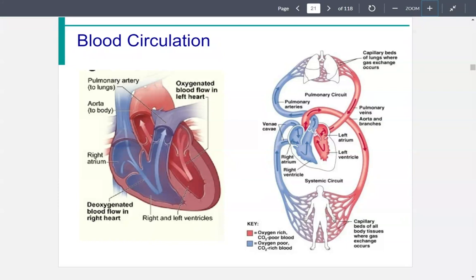I did mention in the last audio that we have two circuits of the circulatory system: the pulmonary circuit, which is blood going to and from the lungs, and the systemic circuit, which is blood going to and from the body. Now, blood, as it is going through our system, follows a pattern, and you can start this pattern at any particular point.